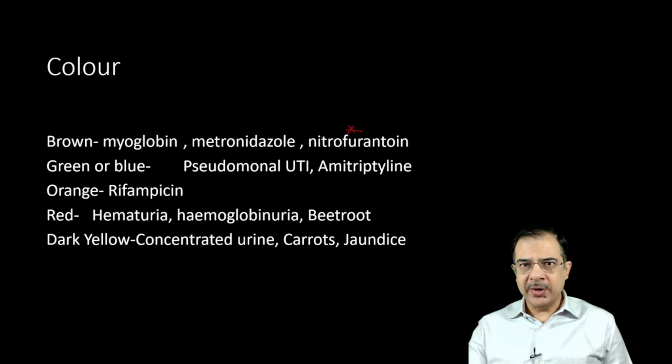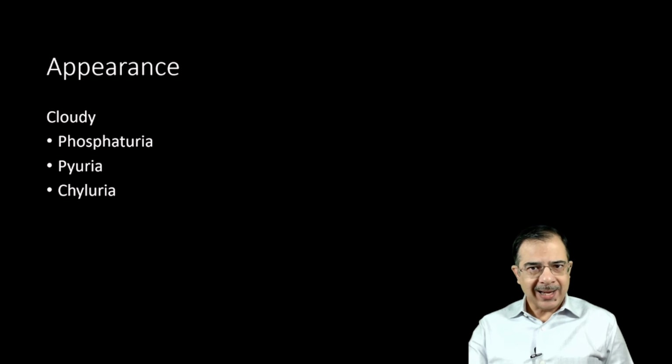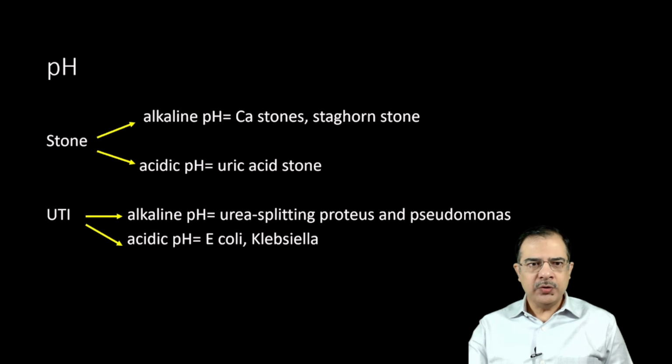Dark yellow is concentrated urine, or can be because of high carrot intake and jaundice. Now the appearance. Appearance can be cloudy, and cloudy appearance is due to high phosphate in the urine, phosphaturia. It can be pyuria, lots of WBCs in the urine. Chyluria, that is excess chyle formation, lipiduria, or high uric acid.